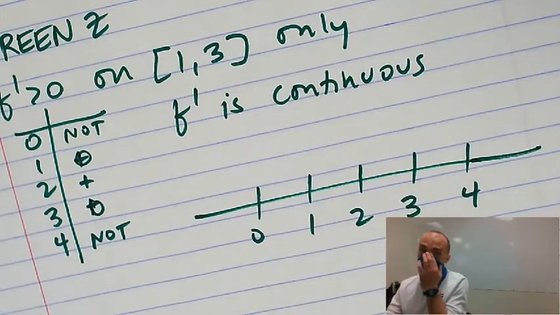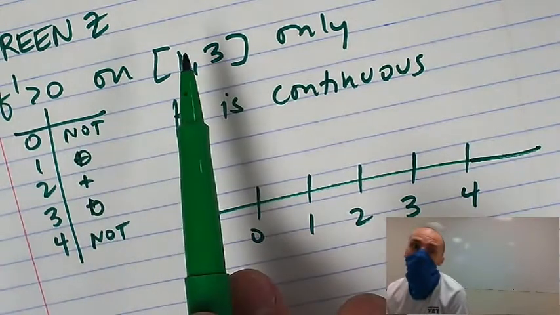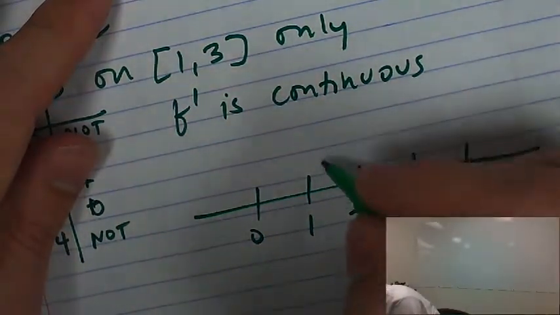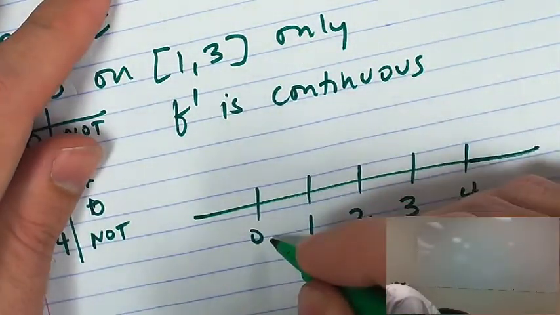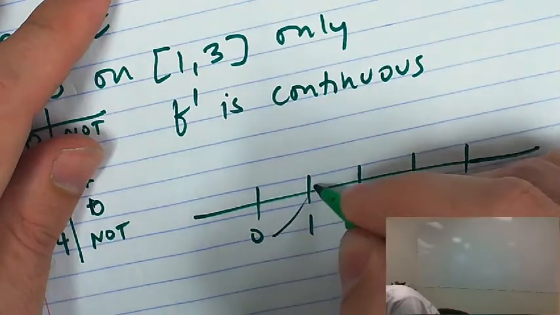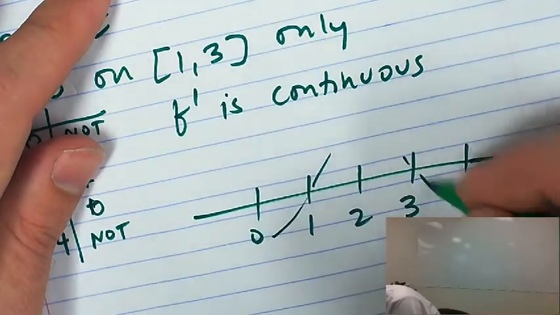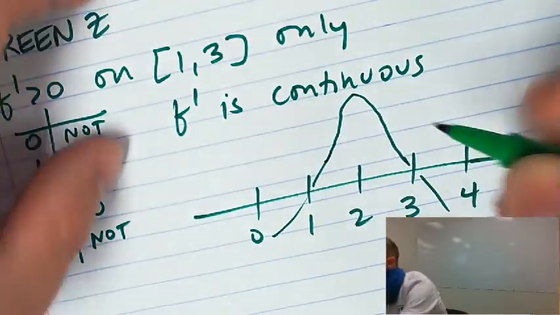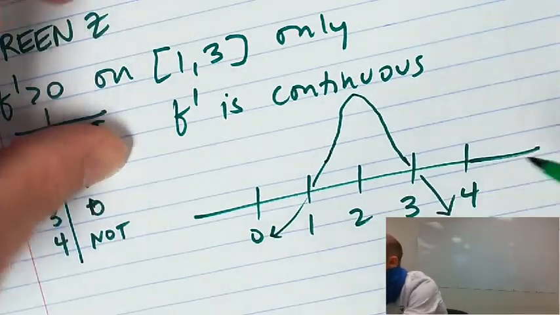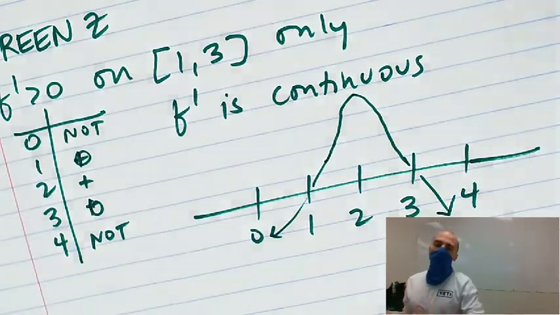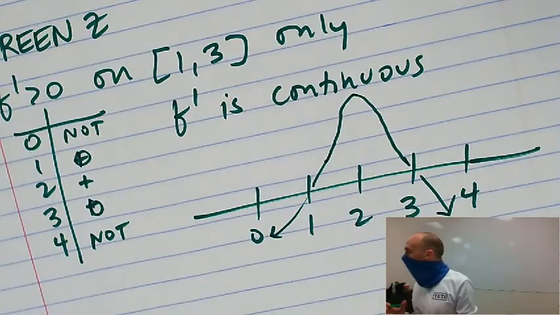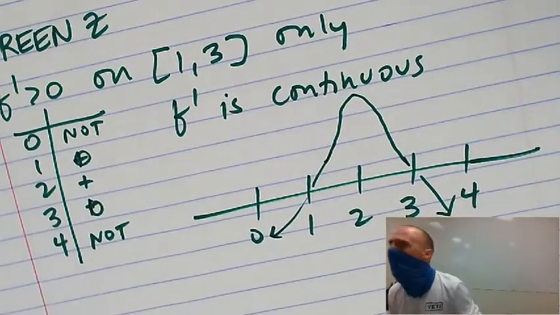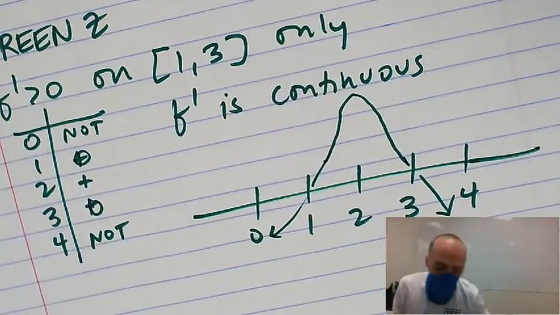So, if f prime is positive on 1 to 3 only, and it's continuous, it has to be negative elsewhere. So it has to go from negative to positive there, and positive to negative there. And we don't really know what's happening besides it's continuous. That was tricky. So I'm looking for ones that are 0, positive, 0. Oh man, that was very subtle. I like that question. That one's getting used next year, I guarantee it.